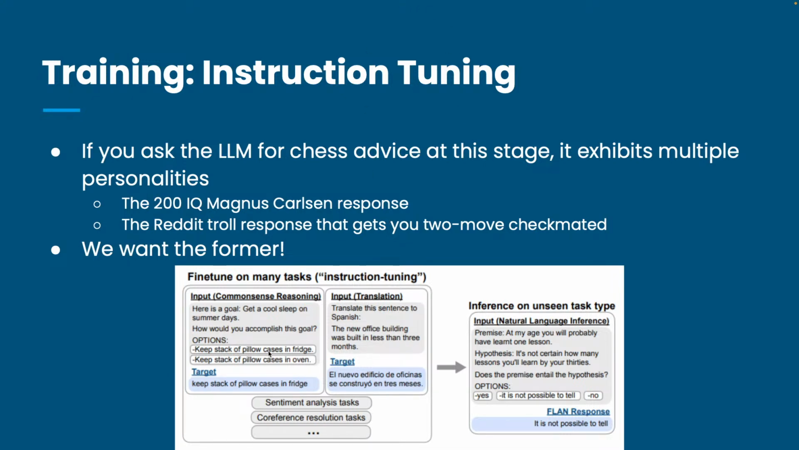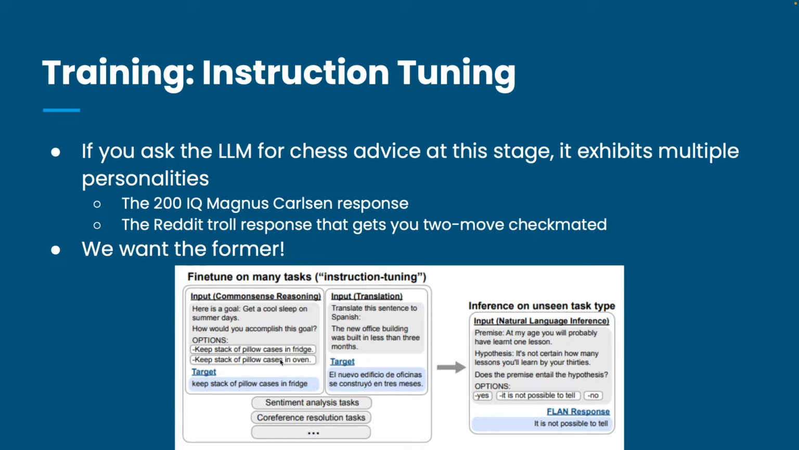So there's a couple of examples here. One is, let's read it together. Here's a goal: get cool sleep on summer days. How do you accomplish this goal, right? And it gives the model a number of options: keep stack of pillowcases in fridge, and keep stack of pillowcases in oven. Now, it might have learned from Reddit or the internet a whole bunch of troll responses, and they would say like, keep stack of pillowcases in the oven, right?